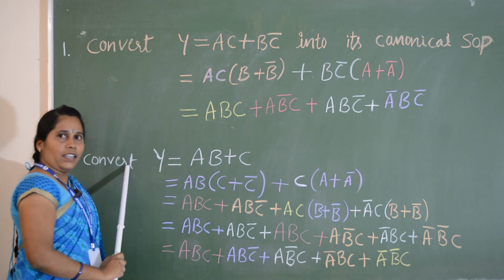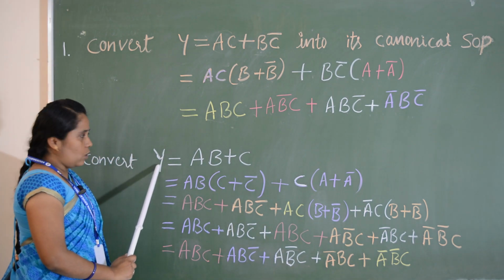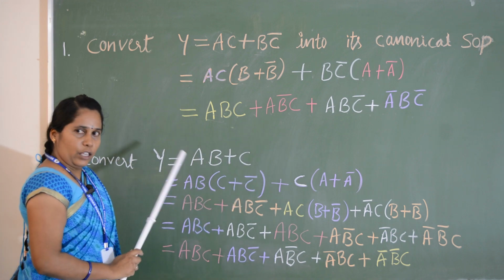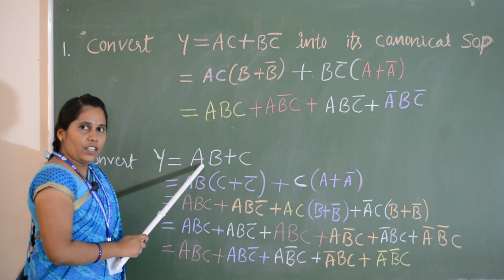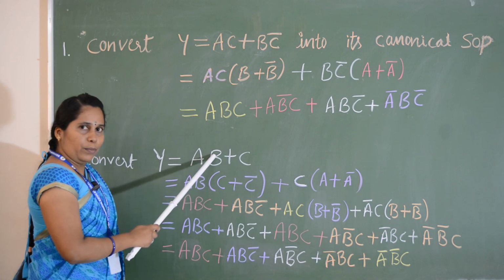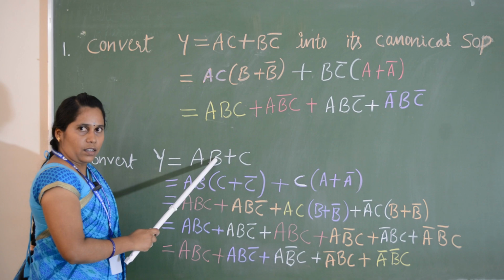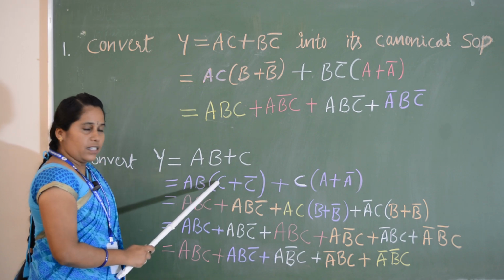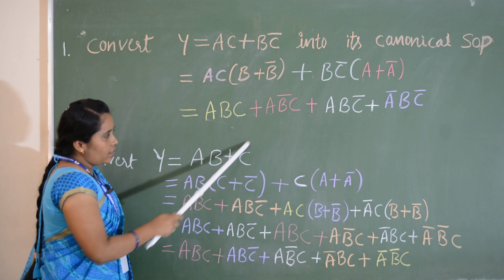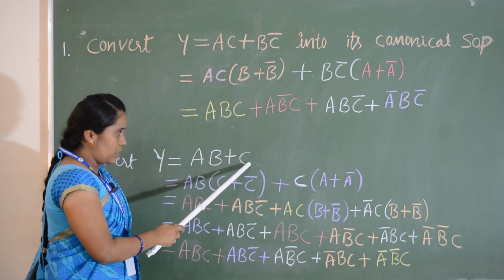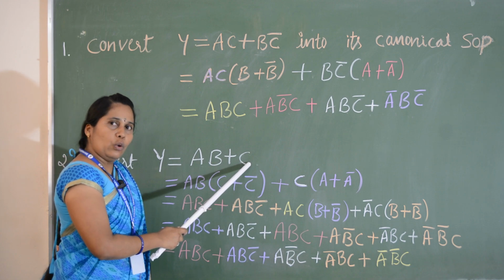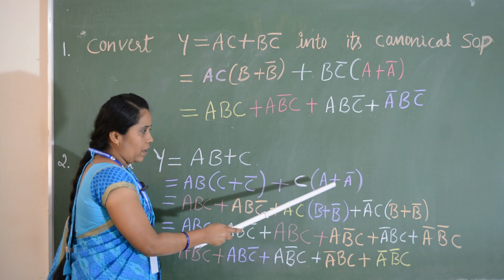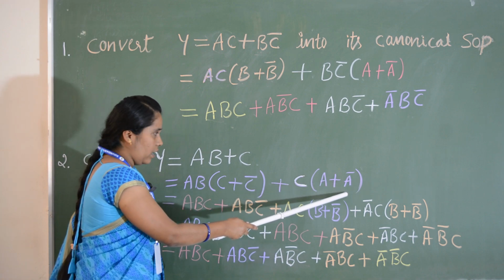Let us see the second example. The y is equal to AB plus C into its canonical SOP. In this, in the first product term, A into B, here C is missing, C and its complement, C bar is missing, multiply C and its complement. In the second product term, only C is present, so multiply two variables A and B. In the first term, multiply A and its complement A bar.